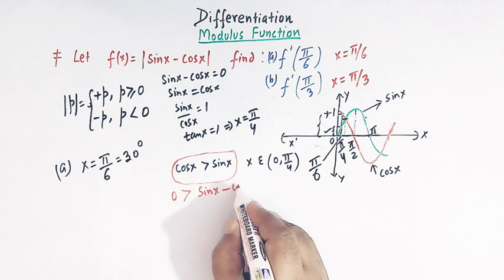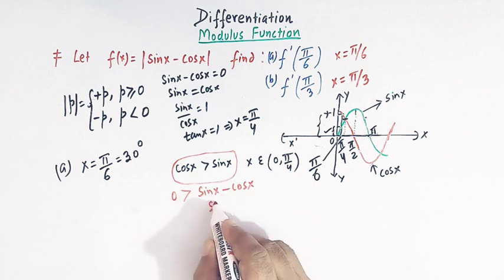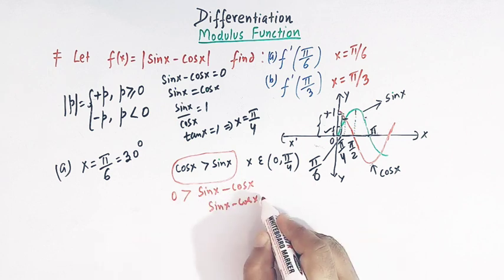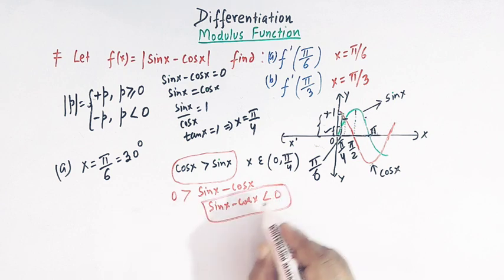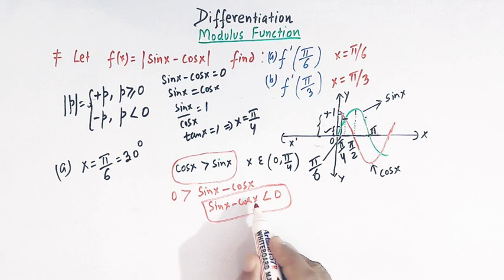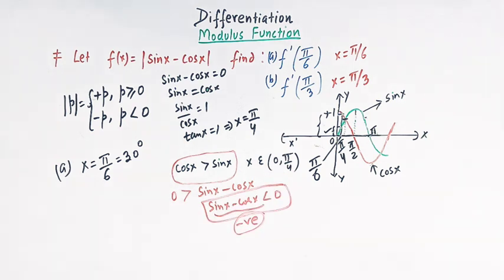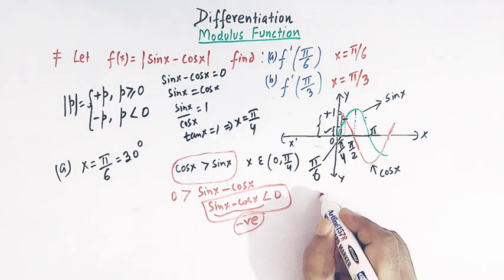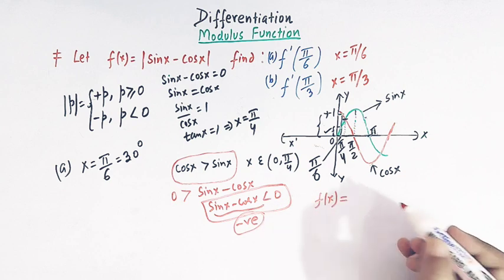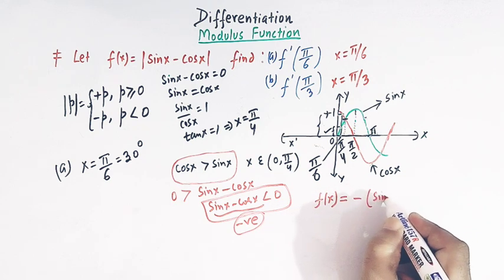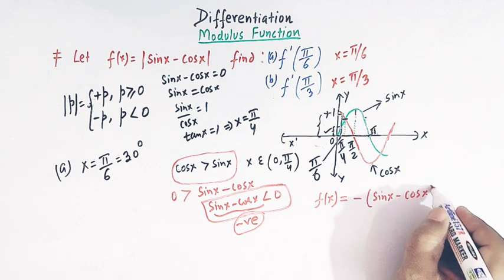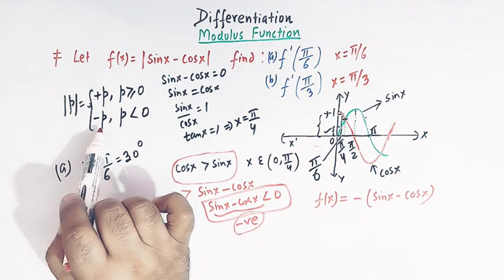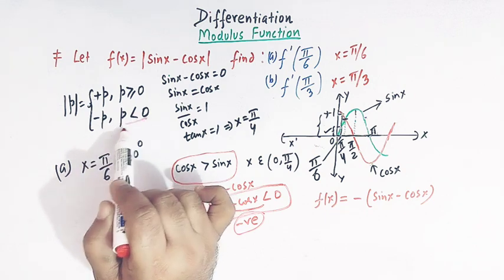Now if we take this cos x to this side, then we have 0 here, then we have sine x minus cosine x. We can also write it as sine x minus cos x is less than 0, right? So it means sine x minus cos x is a negative quantity when x belongs to 0 to pi by 4. So now by using this definition of mod function, we can write f of x is equal to a negative of sine x minus cos x, because mod of p is equal to negative p when p is less than 0.